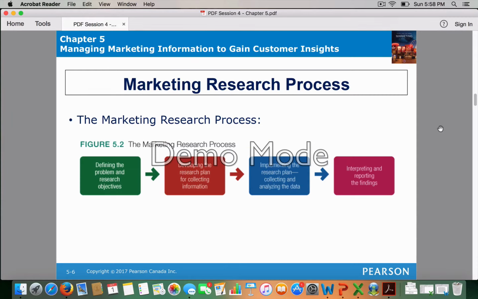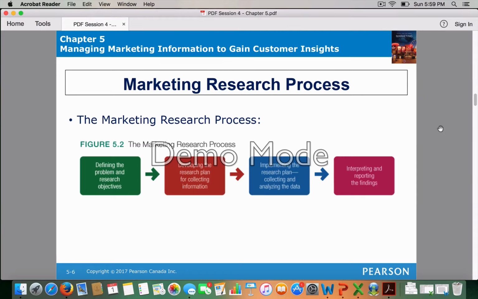So this is the marketing research process. We're going to go through each of the steps of the process individually. The first step is defining the problem and the research objectives, so figuring out exactly what it is you're trying to learn. What kind of information are you looking for? What is the ultimate goal of the research that you're trying to conduct? And we're going to, again, go over these in more detail in a moment.